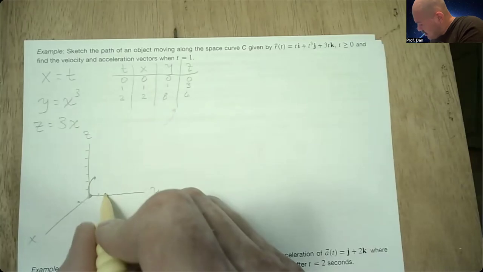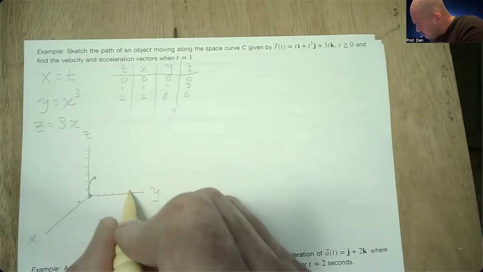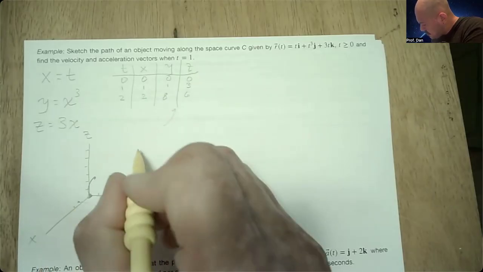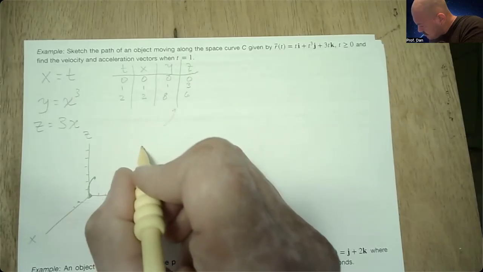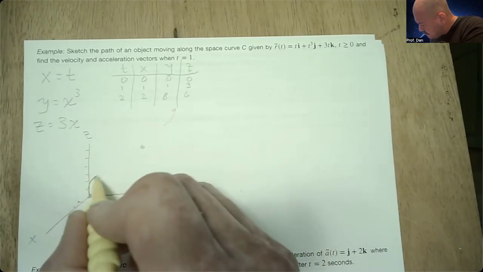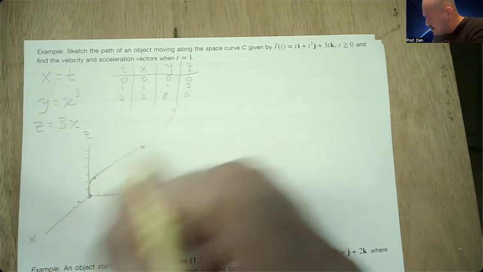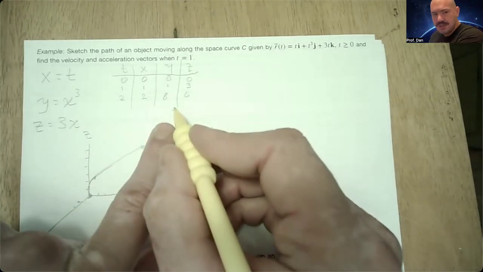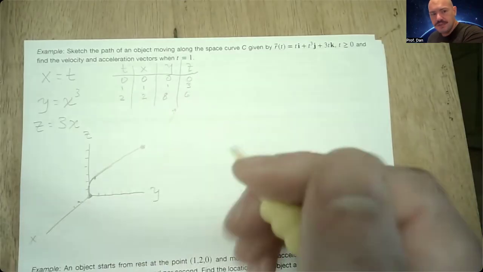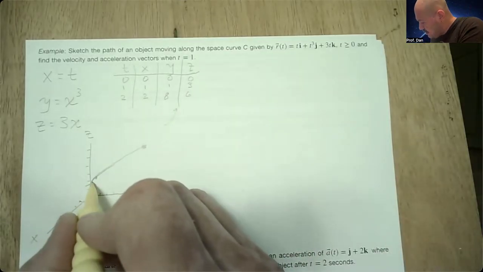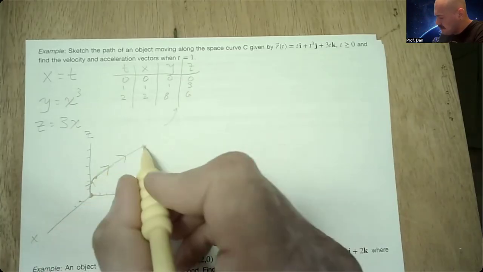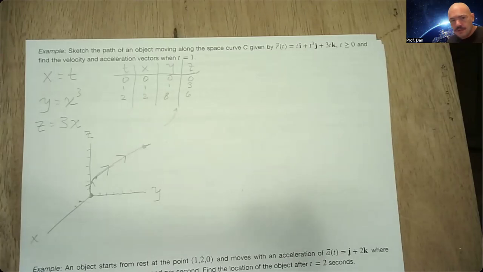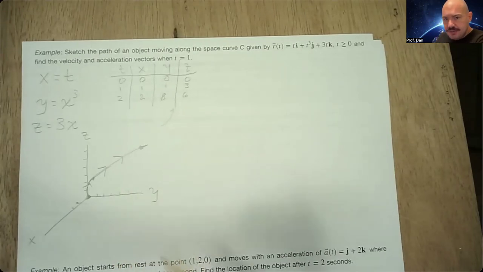Then when y is 8, x is 2, z is 6. We end up at that point. So we're just continuing that shape. Again, it's like if you take this and pull it up, keeping the origin on the paper. And again, we want to indicate direction here. We know that this would continue past that if t were to move past 2. So this is our sketch.